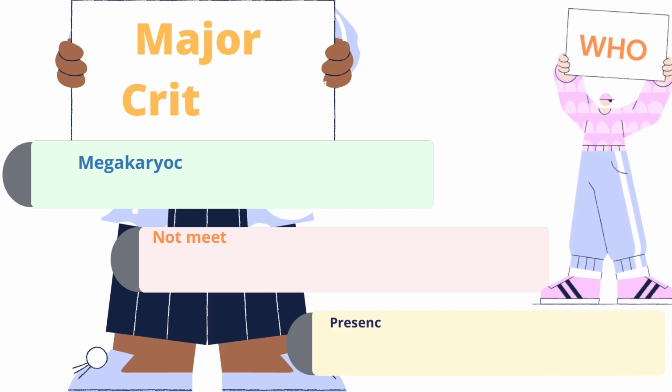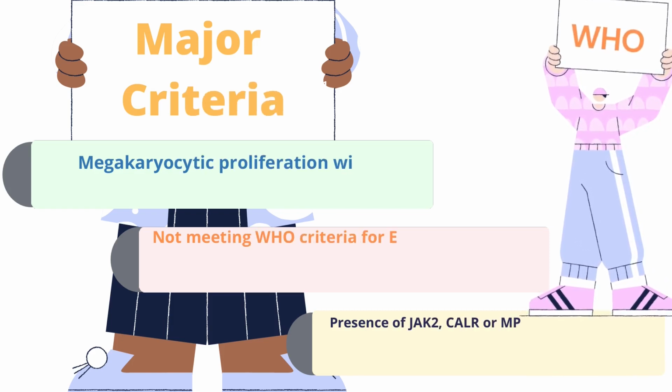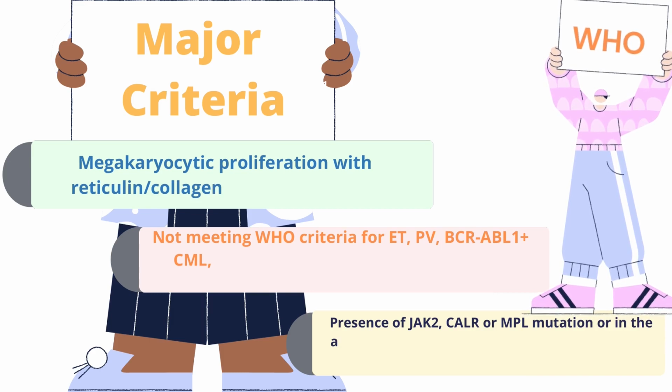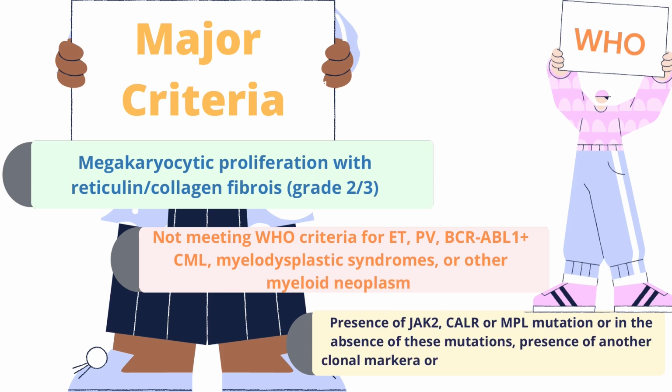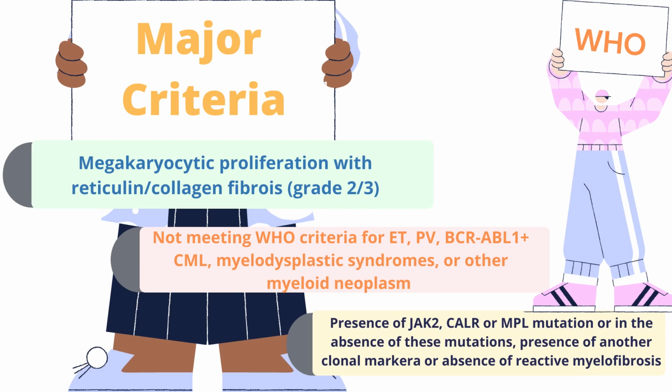The major criteria include: first one, megakaryocytic proliferation with reticulin or collagen fibrosis. Second criterion is not meeting WHO criteria for essential thrombocytosis, polycythemia vera, BCR-ABL positive CML, myelodysplastic syndrome, or other myeloid neoplasm. Third one includes presence of JAK2, calreticulin, or thrombopoietin receptor mutations, or in the absence of these mutations, presence of another clonal marker, or the absence of reactive myelofibrosis.